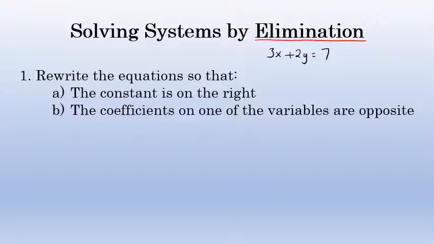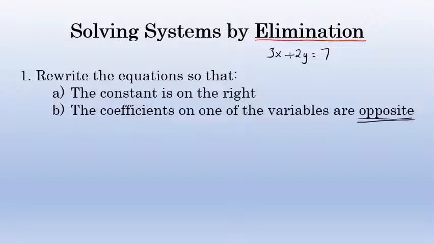Then, the step that's a little more difficult is that you want to rewrite the system so that the coefficients on one of the variables, it doesn't matter which one, are opposite numbers. For example, if the coefficient on one of the variables is 2, you would want the coefficient on the other variable to be negative 2. Or if the coefficient on one was 7, you would want the other to be negative 7.